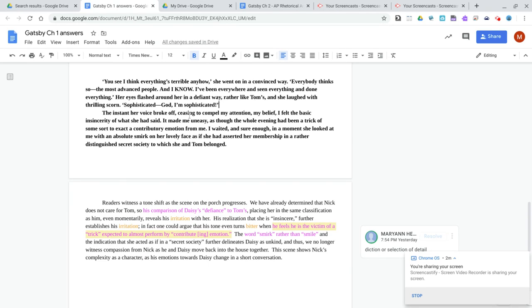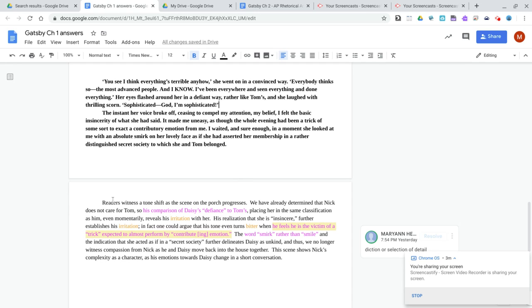The instant her voice broke off, ceasing to compel my attention, my belief, I felt the basic insincerity of what she had said. It made me uneasy, as though the whole evening had been a trick of some sort to exact a contributory emotion from me. I waited, and sure enough, in a moment, she looked at me with an absolute smirk on her lovely face, as if she had asserted her membership in a rather distinguished society to which she and Tom belonged.